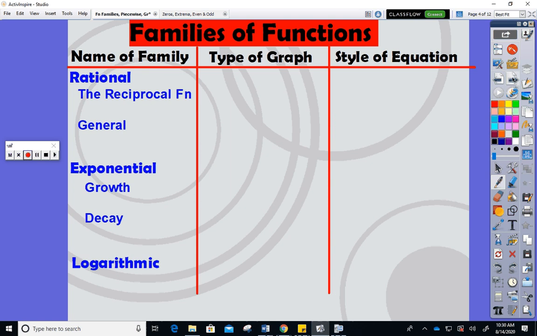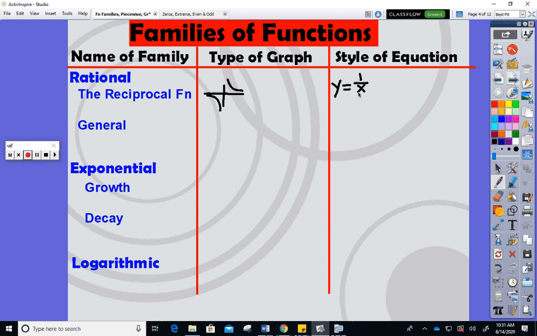Now, rational functions are the ones that have fractions. So I'm going to give you some styles of equations, and I'm not necessarily saying the equations I give and the graphs I give go together. But the easiest rational function would be your reciprocal function. And it winds up being basically a hyperbola with an axis of symmetry along the line y equals x. The reciprocal function is just y equals 1 over x. Okay? That's your simplest fraction you could possibly have with an x on the bottom.